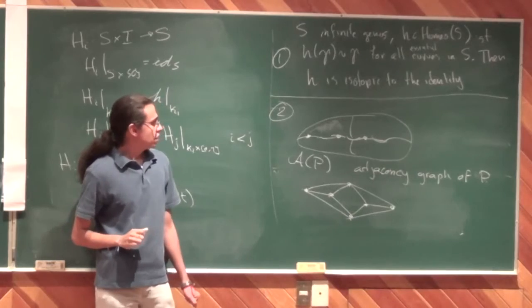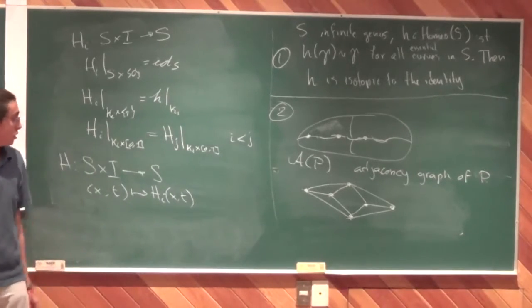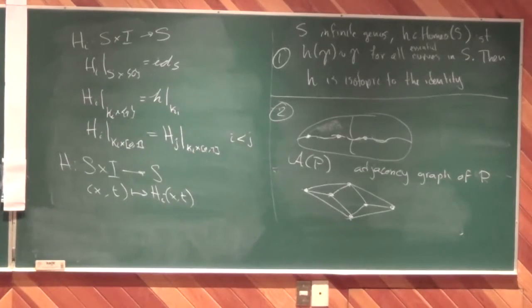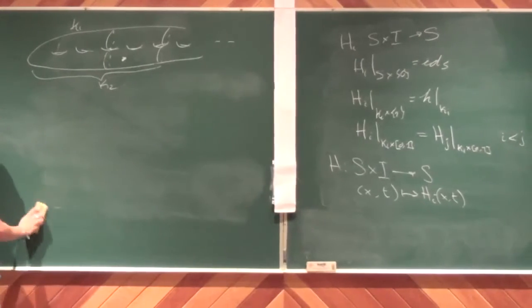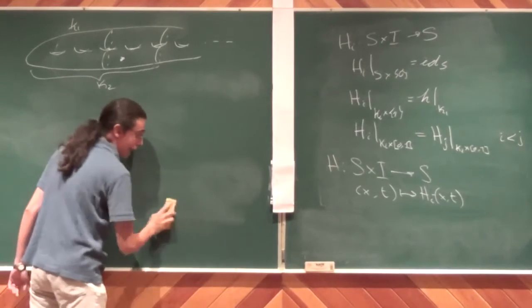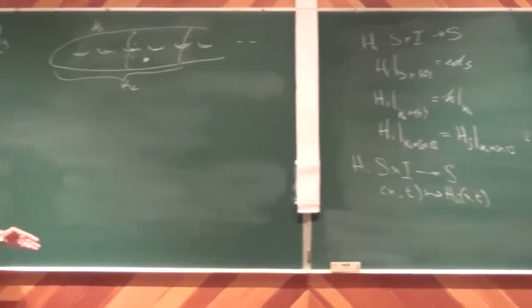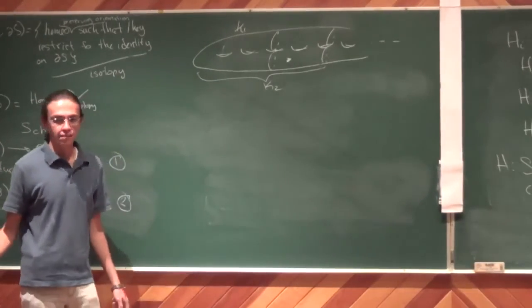Now, if we go to the infinite case, to the non-compact case, as long as we have genus in every end, the adjacency graph can actually be embedded into the surface, and it can tell us a lot about the end space of the surface. Okay?